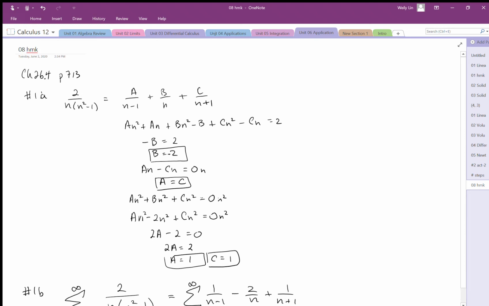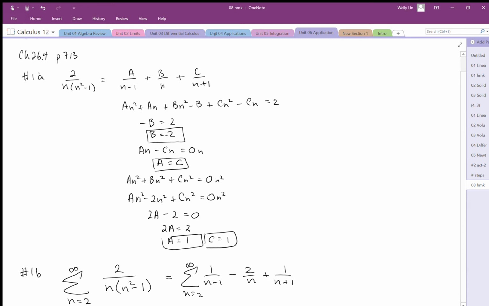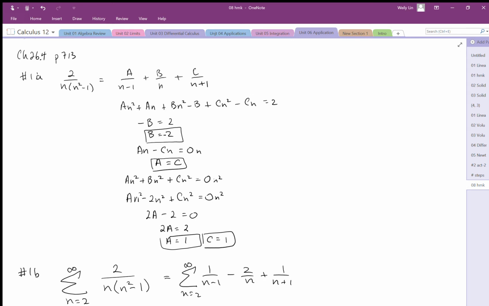So this is homework number 8, chapter 26.4, on page 270 or 713. This is 26.4, so not the first section, but the second section. 1a, the question says, solve for a, b, c for this 2 over n times n squared minus 1. So we can just multiply, get the common denominators for these parts, and we get this expression here.